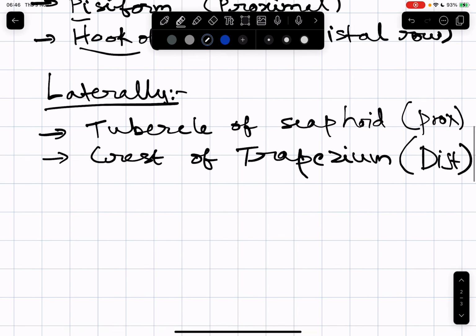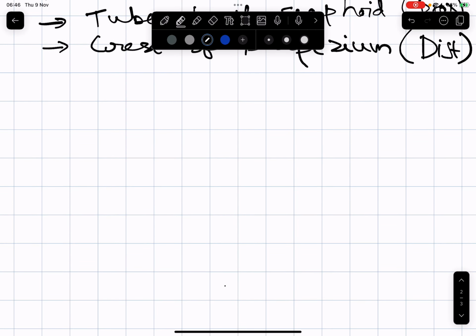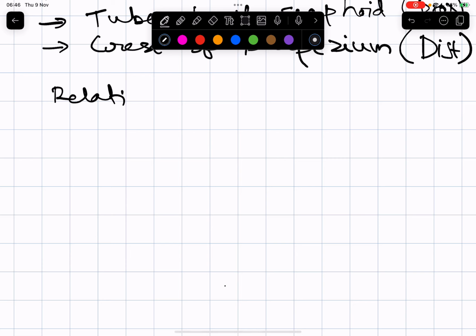Now let us talk about the relations of the flexor retinaculum. So what do you mean by relations of flexor retinaculum? See, relations of flexor retinaculum, I'll be talking about structures passing superficial and deep to the flexor retinaculum. Alright, so I will demonstrate this by drawing a diagram of the carpal tunnel. So I will draw the distal row of bones showing the attachments of the flexor retinaculum.